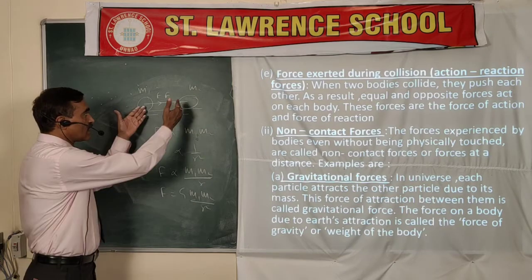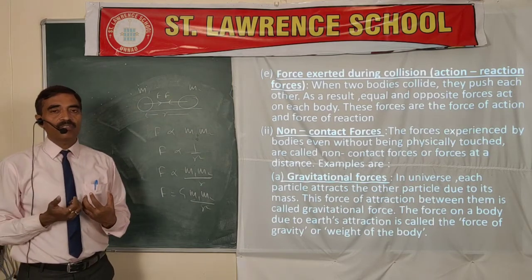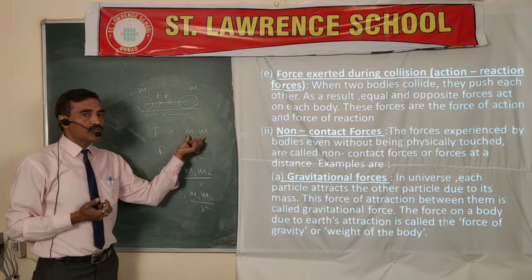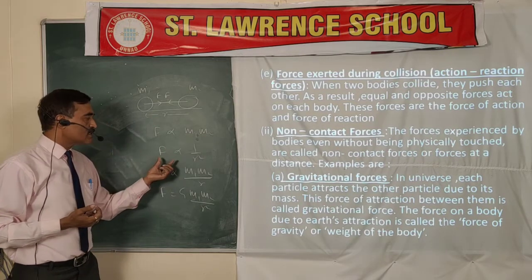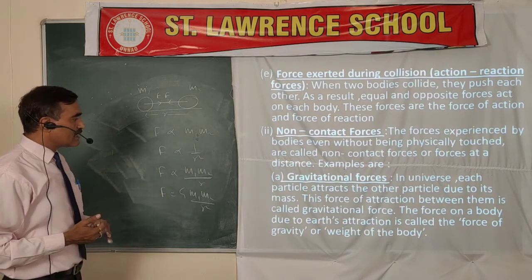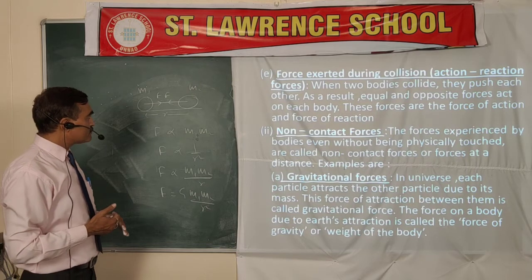So bodies that have mass attract each other with a certain force, and the magnitude of that force is directly proportional to the product of the masses and inversely proportional to the square of the distance between the bodies. This is known as the gravitational force of attraction.